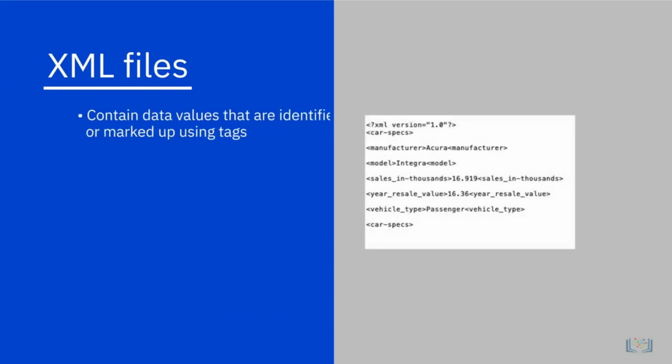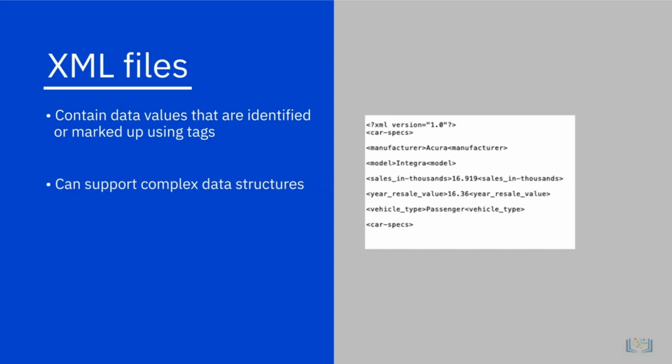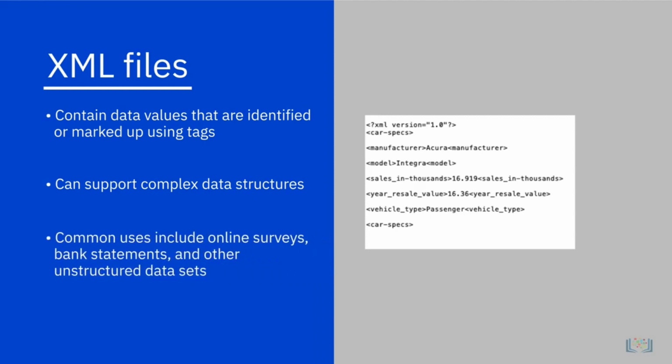XML files contain data values that are identified or marked up using tags. While data in flat files is flat or maps to a single table, XML files can support more complex data structures such as hierarchical. Some common uses of XML include data from online surveys, bank statements, and other unstructured datasets.